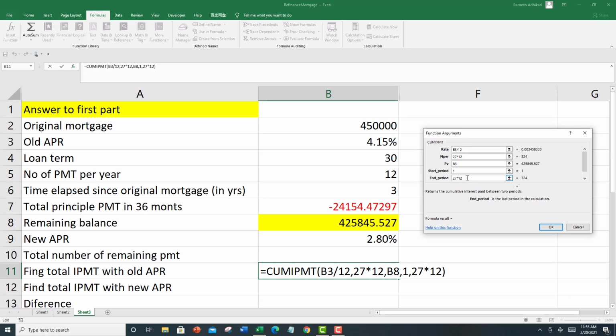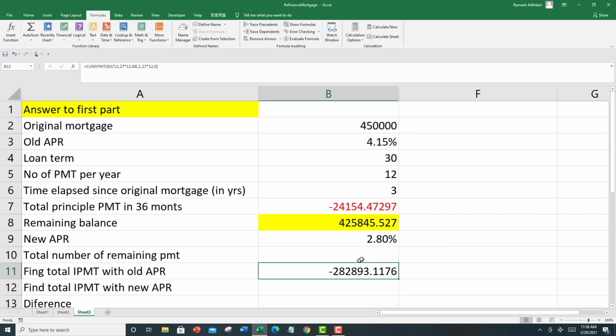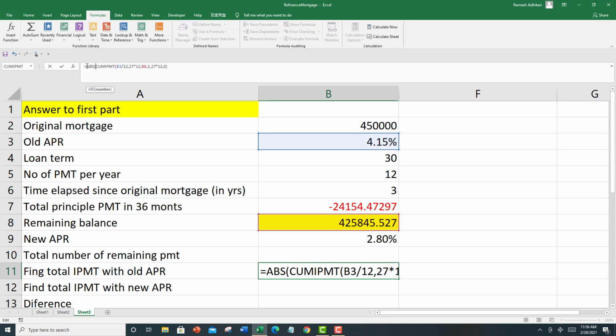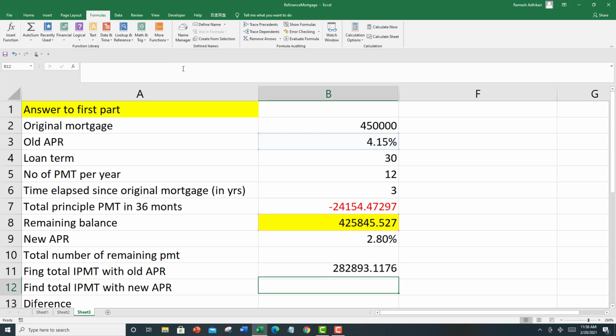So that gives me the total interest payment using my old APR, right? Again, there's one more argument here, which is 0. All right, so that gives me the total interest payment using my old APR. Okay, so that's a negative. If you want to make it positive, you can do that, because if you have an ABS here, that makes this positive, right? So that it's easy to find the difference. That means on the existing loan, if you did not refinance, the total interest payment would be 282,893.1176. Okay, that's using old APR.